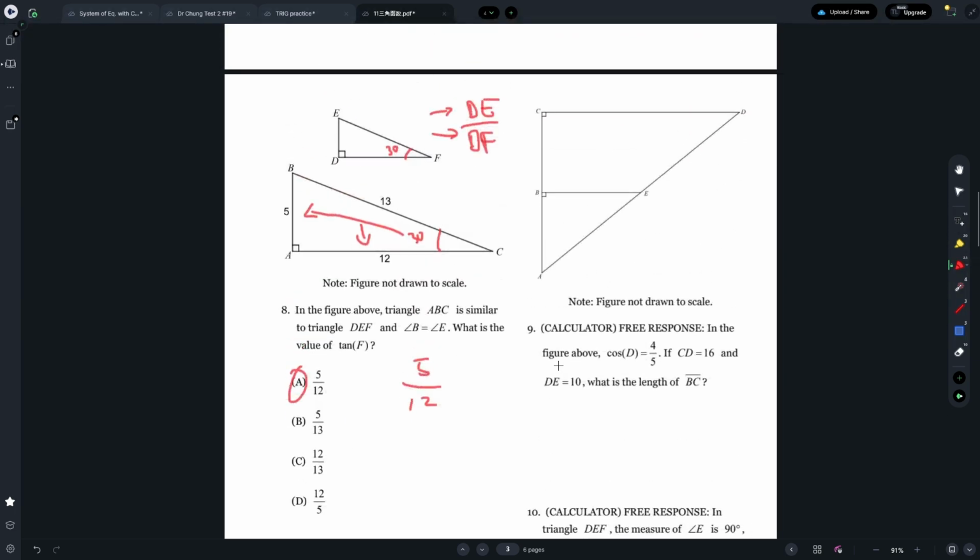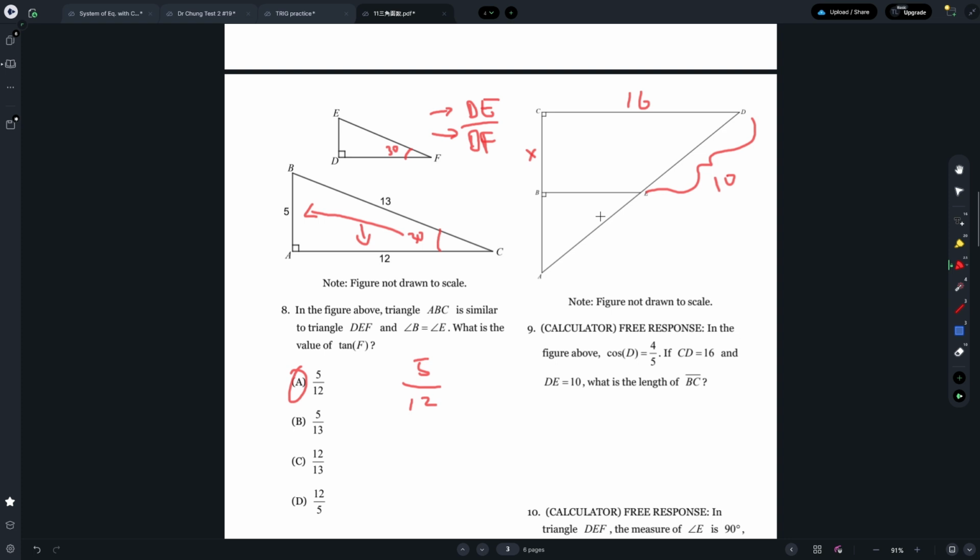In the figure above, cosine D equals 4 over 5. If CD equals 16 and DE equals 10, what is the length of BC? So I like to label the triangles before we do anything. So cosine D is 4 over 5. We can't really label that. CD is 16. And DE equals 10. What is the length of BC?